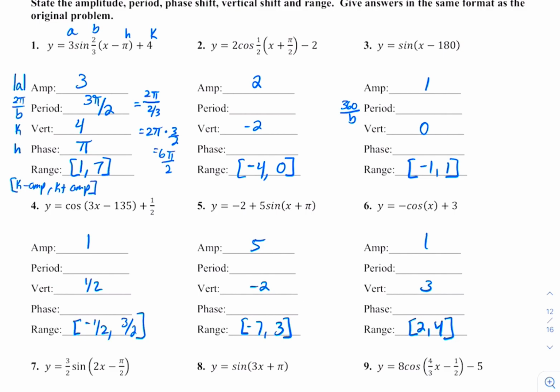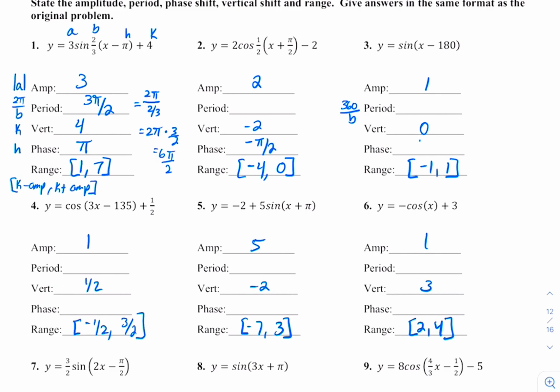All right, so next I am going to work on answering the phase shift. So that is my H. So that's going to be what's being added or subtracted inside the parenthesis. And remember, if this is not in factored form, we need to factor first before we can accurately identify the phase shift. So this one is factored, so it's the opposite of this sign. So this will be -π/2.